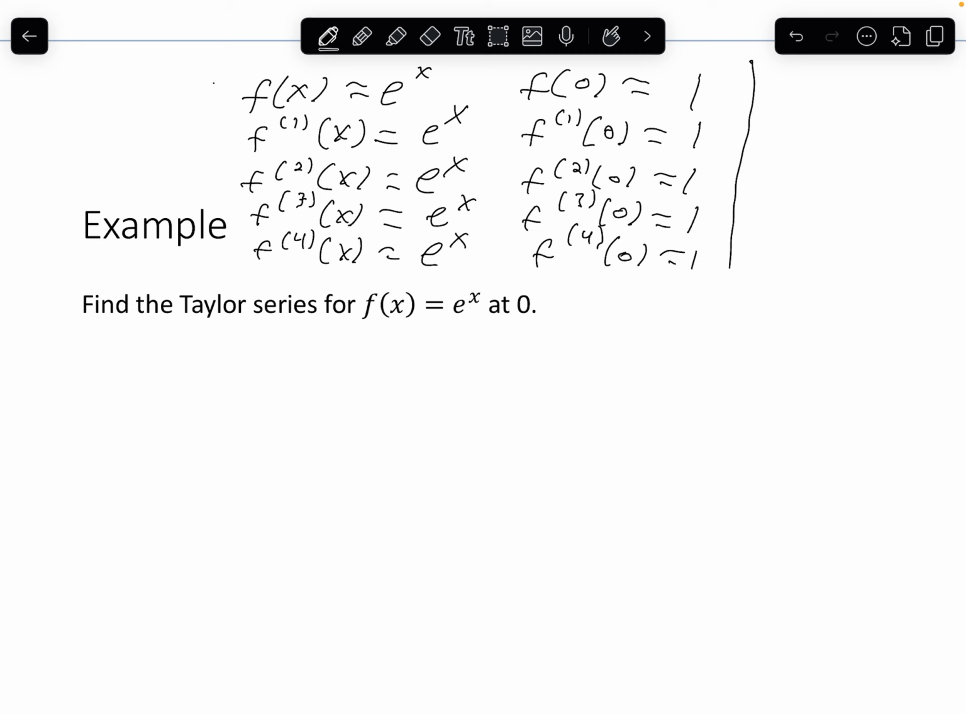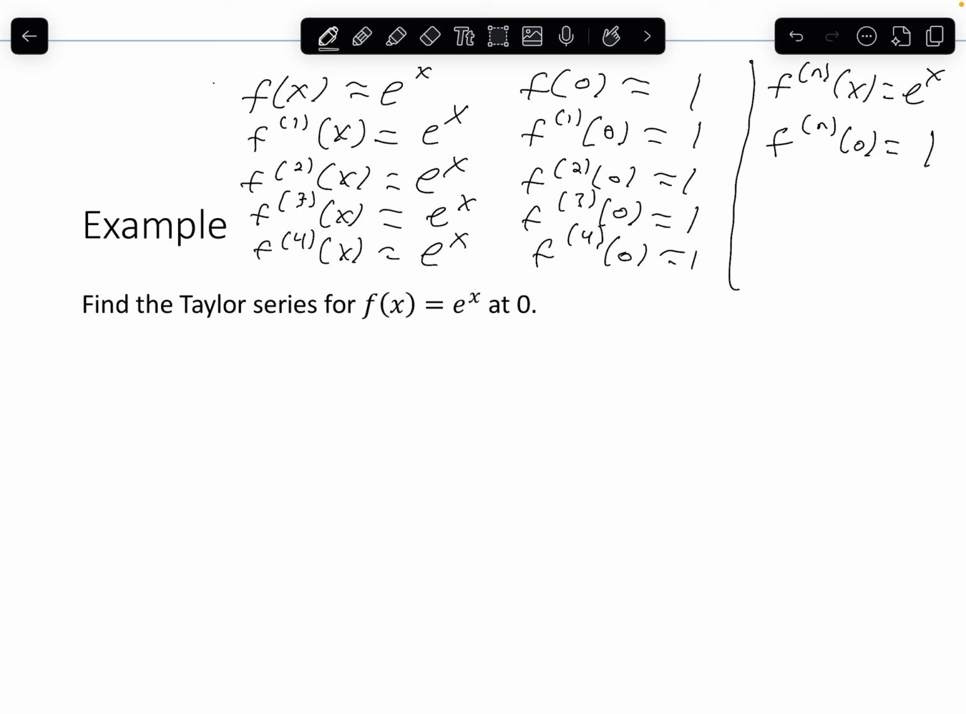We could keep going down, but I'm just going to write this in the general format of the nth derivative of f of x. That still just makes e to the x, and the value of the nth derivative of f at 0 is still just the value of 1.